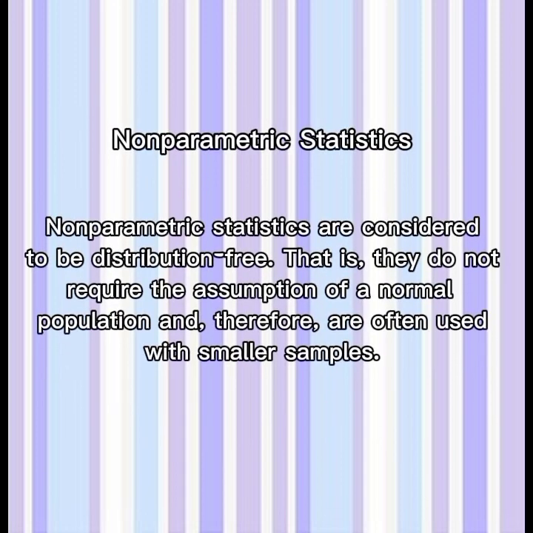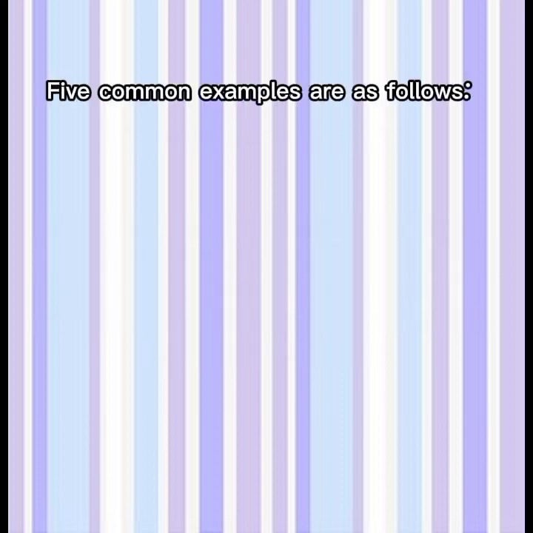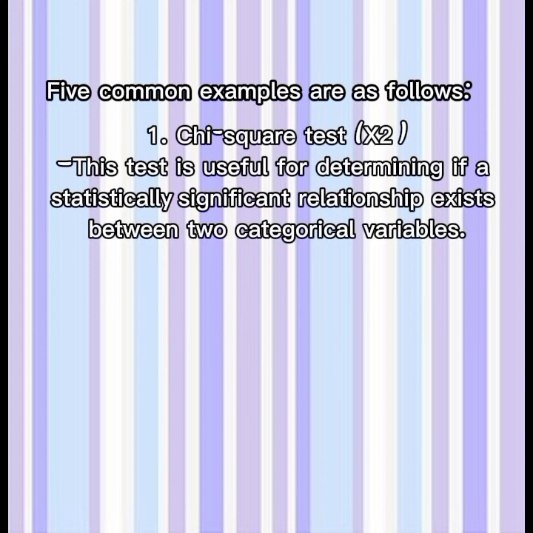Non-parametric statistics. Non-parametric statistics are considered to be distribution-free. That is, they do not require the assumption of a normal population, and, therefore, are often used with smaller samples. Five common examples are as follows. 1. Chi-square test. This test is useful for determining if a statistically significant relationship exists between two categorical variables.